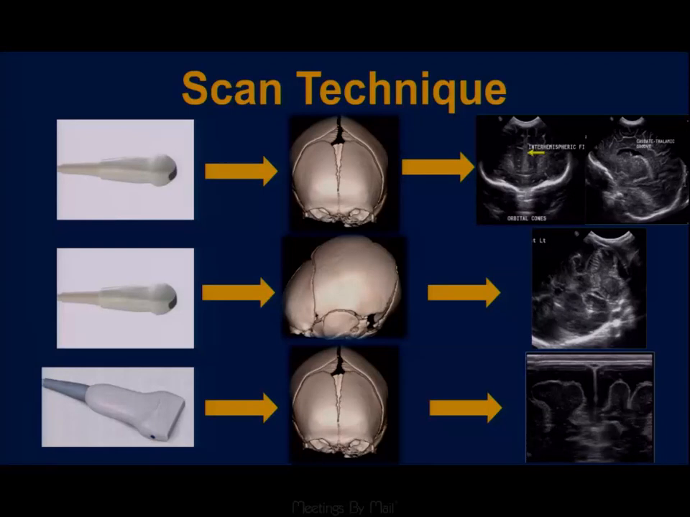And finally, we use the linear probe, and that gives you a really good look at the subarachnoid spaces, the subdural spaces, and helps you differentiate between those fluid collections. And additionally, it gives you a really good look at those three layers of the brain, so the pia, the gray matter, and the white matter, which should have all different echogenicities.